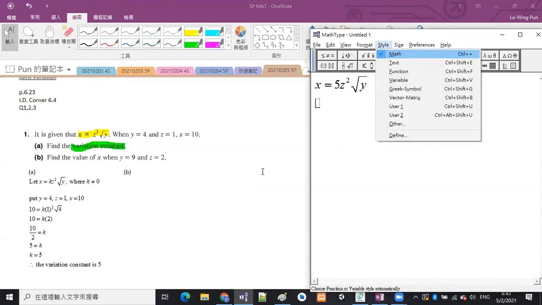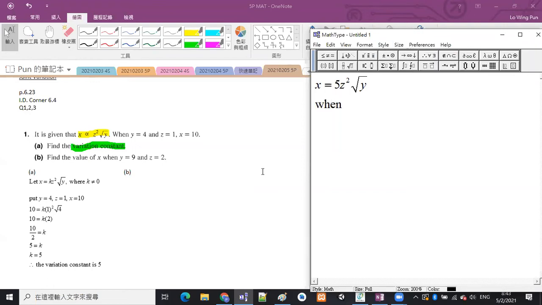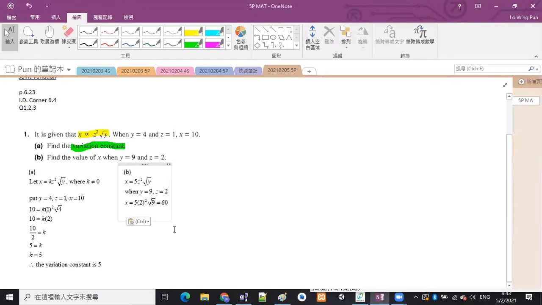So you just when y is 9 and then z is 2, and then you just put your numbers into your equation. So x is equal to 5 times 2 square times square root 9. And then the right-hand side is a pure number. So you may just use the calculator to help you. So I think it should be equal to 60. Can you get this? So that is the answer of part B.